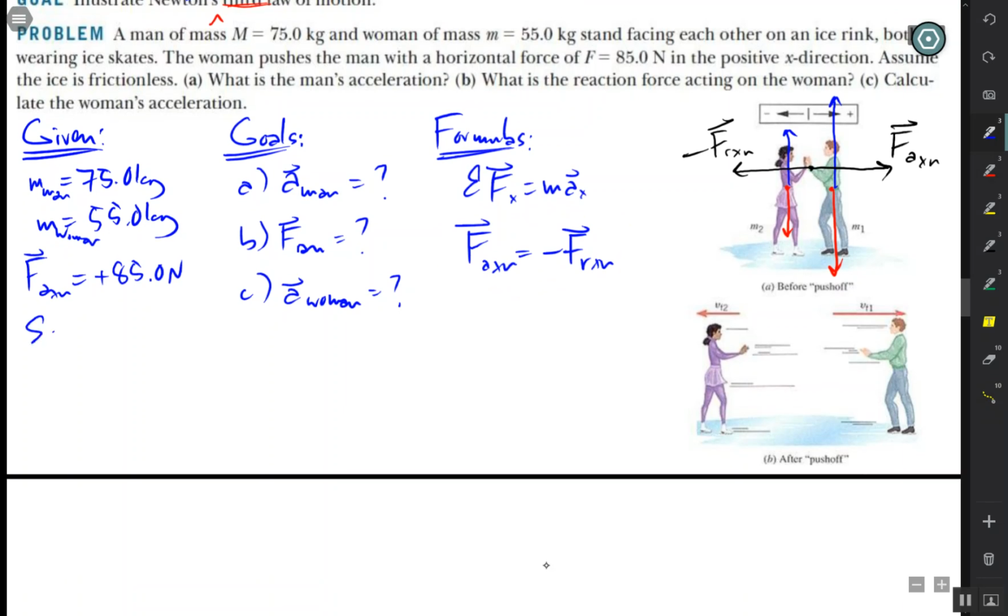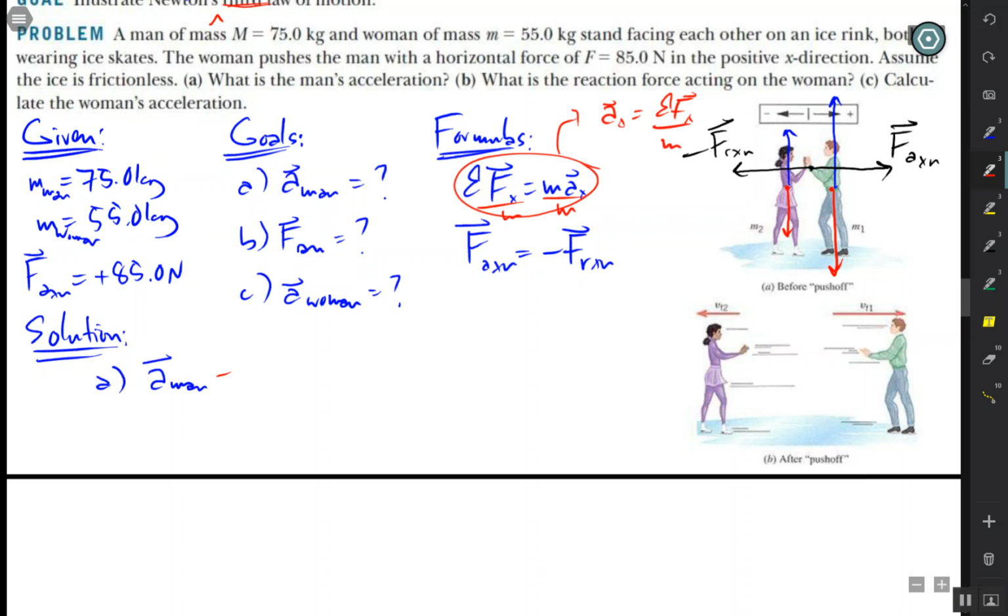I can even start the solution right here. So solving for the acceleration of the man. If I use this formula, I can switch it around. If I divide both sides by m, the acceleration is the sum of all the forces in the x divided by the mass. In this case, there's only one force, the action force, divided by the mass of the man. And so that's 85 newtons over 75 kilograms. But remember that newtons is actually kilogram meters per second squared. So that cancels that out and leaves us just with the unit of acceleration.